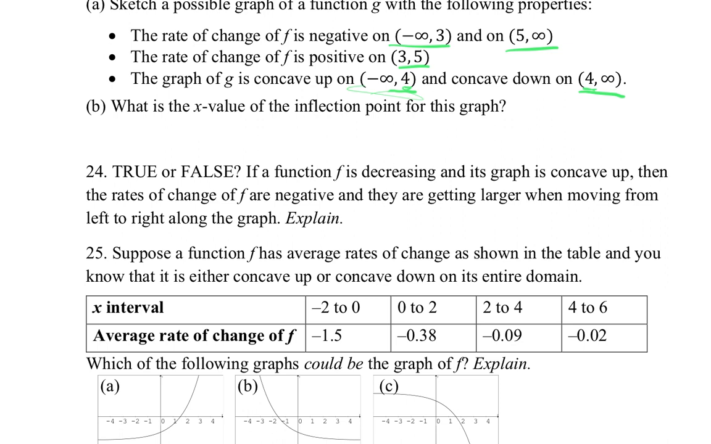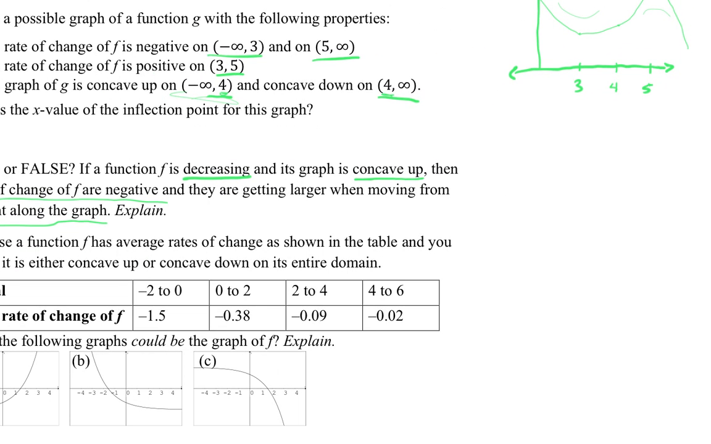For 24, we have true or false. The function f is decreasing and its graph is concave up. Then the rates of change of f are negative. They're getting larger when moving from left to right along the graph. Okay.